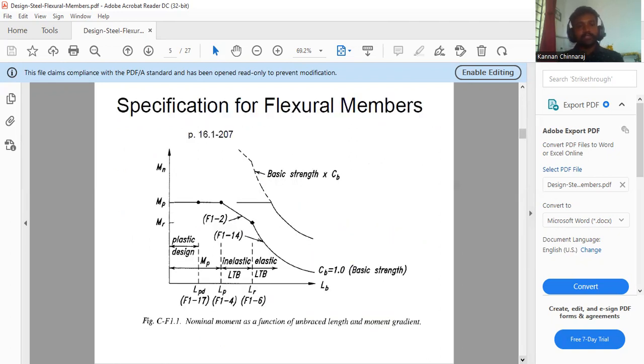And this is the specification for flexural members. This is the basic strength in Cb. This one is Cb equal to 1.00 times the basic strength. This is Mp, the fully plastic moment. This is the elastic region. This is the plastic region. This one is the moment of resistance. This one is the fully plastic moment.